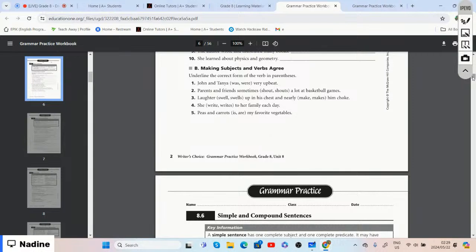So we are now going to choose the correct verb by using it either in a singular form or in a plural form. Singular meaning it's only one person. Plural refers to two people, two or more. We need to underline the correct form of the verb in the parentheses.